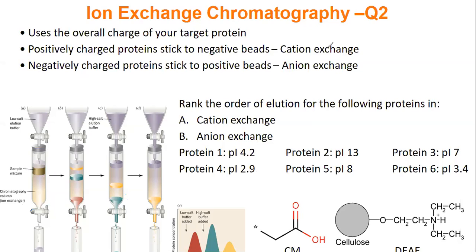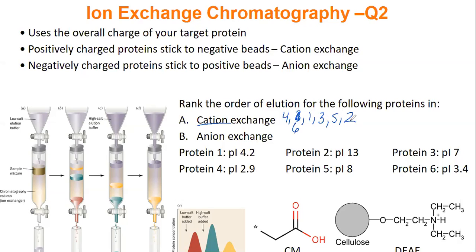So I'm going to clear all this. Cation exchange binds to positive proteins, so they are going to be the last to elute. Negative proteins are going to be the first to elute on cation exchange. Again, the word in front of exchange tells you what you bind to. So I bind to positive proteins really well. The order of elution is most negative to most positive: protein 4, protein 6, protein 1, protein 3, protein 5, protein 2. Just most negative to most positive.